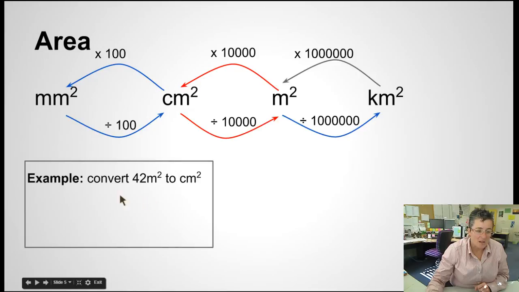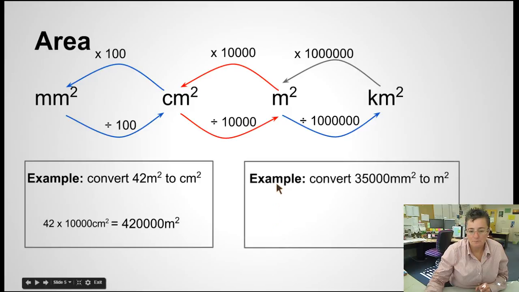So let's have a look at that as an example. So to convert 42 meters squared to how many centimeters squared in that big block of land, we multiply 42 by 10,000, and that gives us 420,000 centimeters squared.